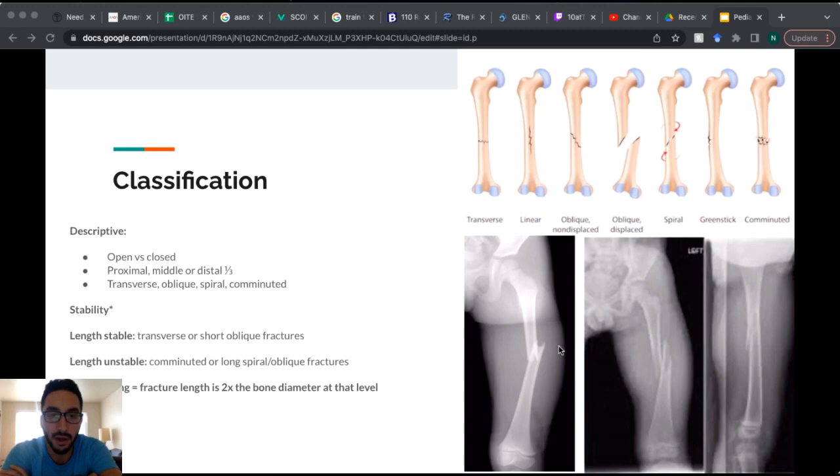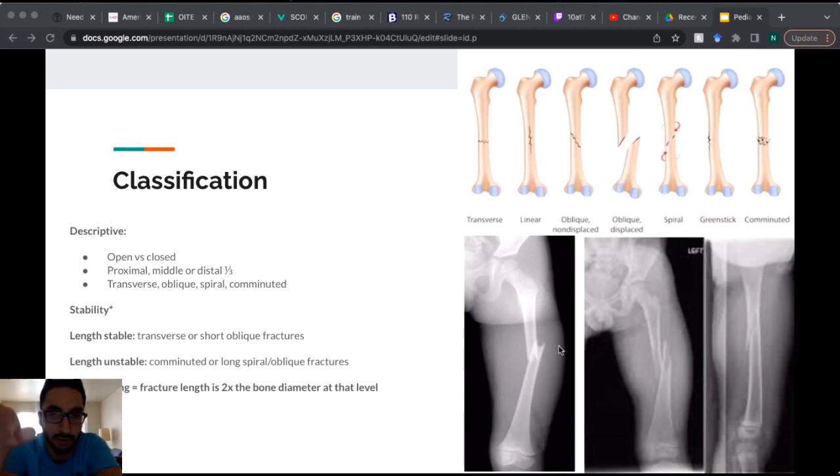Now, an important note to make about these fractures is stability. And in terms of peds femoral shaft fractures, we talk about length stability. So a length stable fracture is either a transverse or short oblique fracture, and a length unstable fracture is a comminuted fracture or a long spiral or long oblique fracture.